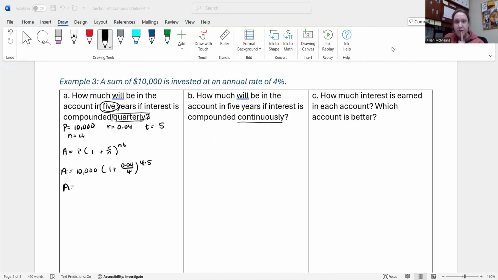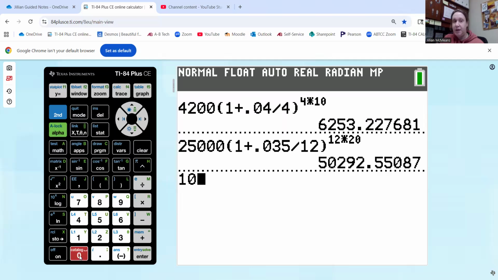So, I got to change screens. All right, so we have 10,000, that's our P, times 1 plus 0.04 divided by 4, and then we're going to raise that to the 4 times 5 power. So how much would be in the account in 5 years if interest was compounded quarterly?